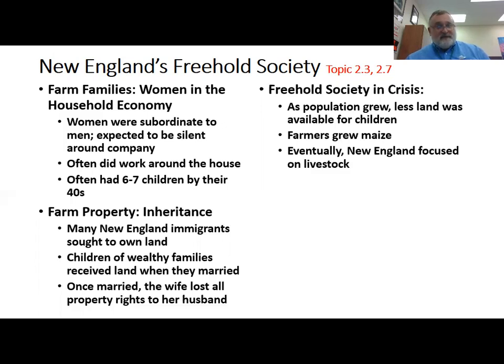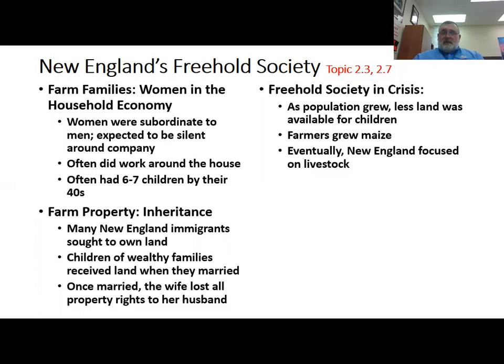The way that inheritance worked in New England is that children usually received land upon marriage. It was getting very, very hard for people to find land in New England because it's a very narrow area. And so consequently, some of the wealthier people were getting wealthier, poor people were struggling. Another thing about inheritance in New England is that women, once they married, the property that they possessed, their husbands now owned it.